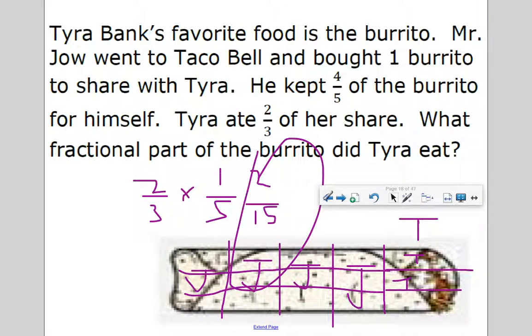And this is the study of multiplying a fraction by a fraction. Multiply the numerator, multiply the denominator, sometimes you have to simplify.